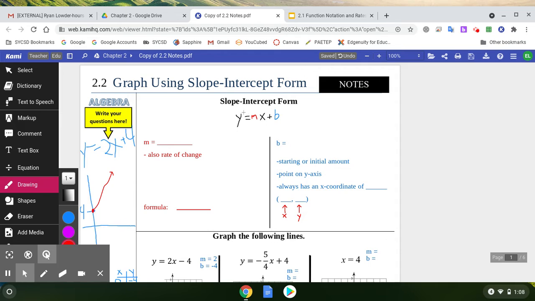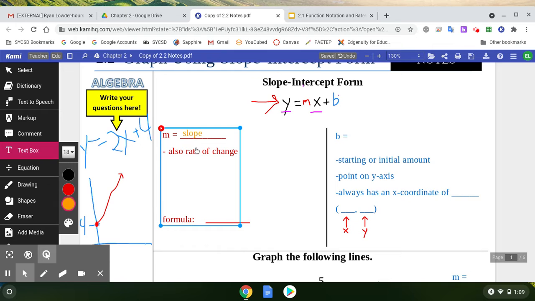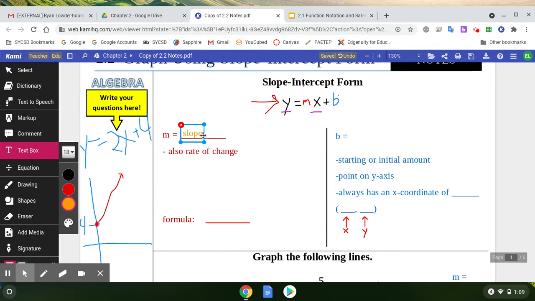However, we can always represent the equation of a linear function using this format that we call slope-intercept form. So notice we still have our x variable and our y variable, which represents our inputs and outputs, but then our line is defined by the values of m and b. So m represents the slope of the line. As we said in section 2.1, this is the same idea as the rate of change.